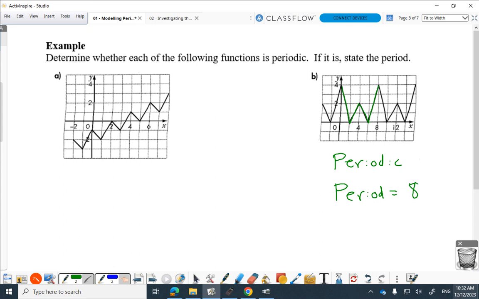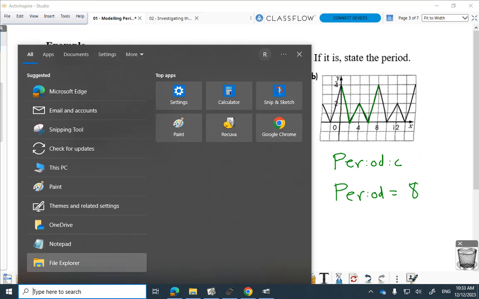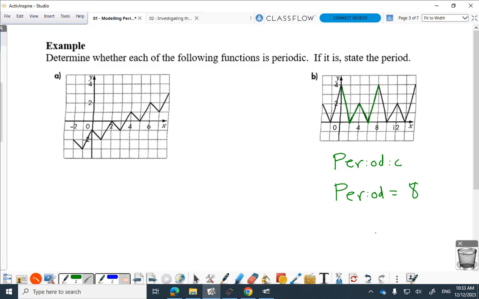Well, I've already said it out loud. A is not periodic. Can anyone tell me, using the words I've done so far, what is it about this thing that makes it not periodic, even though it looks sort of repetitive? It's not truly repeating itself. It's increasing in value. Yeah, it's not going back to the same y values again and again, is it? So I'll say not periodic. This one over here, not periodic.